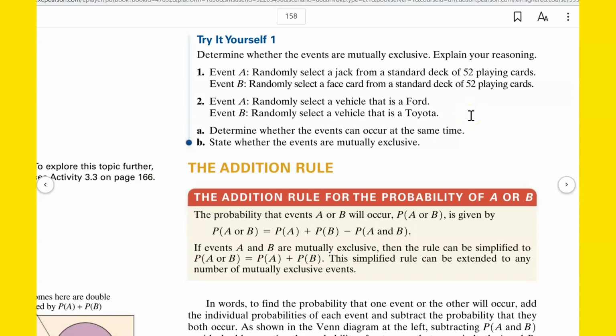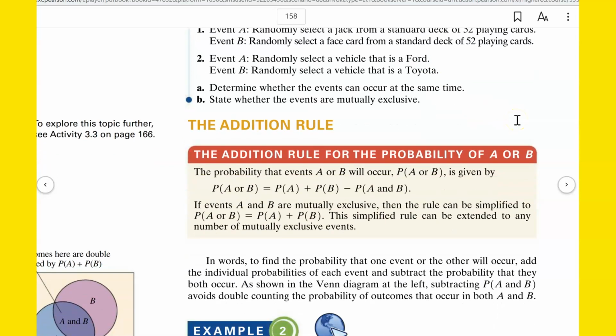What about getting a vehicle that's a Ford or a Toyota? Those are mutually exclusive. There are no vehicles that are both Fords and Toyotas that I know of. Maybe there are, but I don't think so. It's either a Ford or a Toyota, not both.